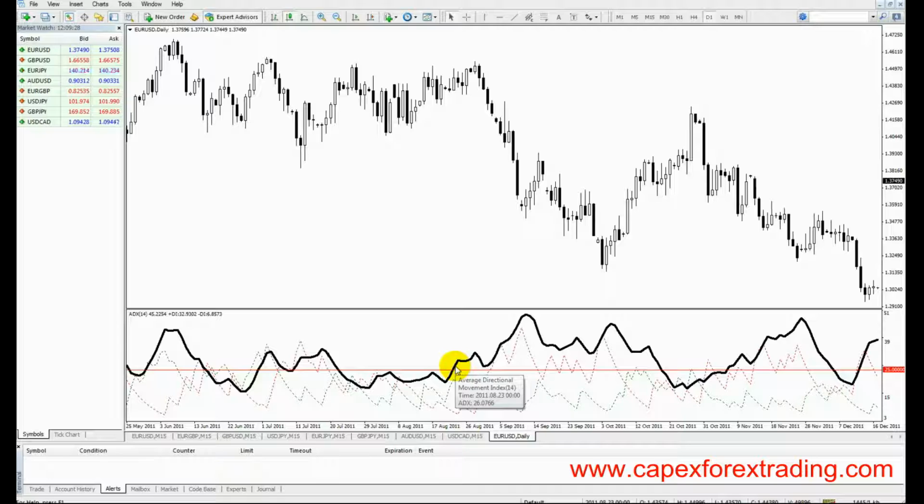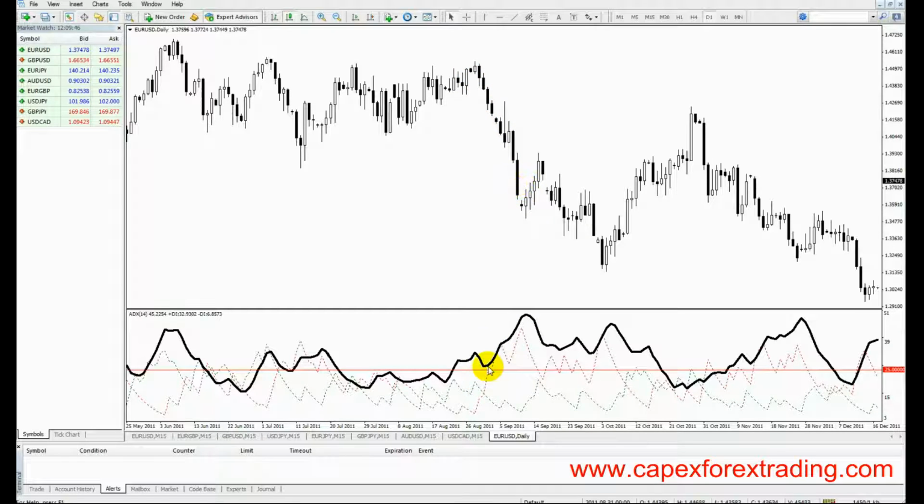The second thing we're looking for is for the ADX line to go upwards. And the reason for that is because the higher it goes, the stronger the trend. Now, one thing you're not going to get with the ADX indicator is trend direction. For that, you have to refer to your charts.